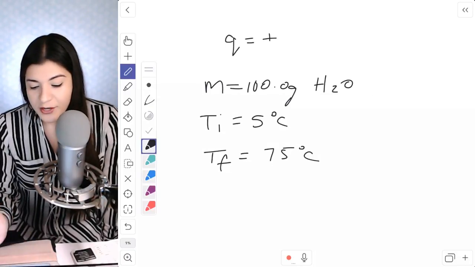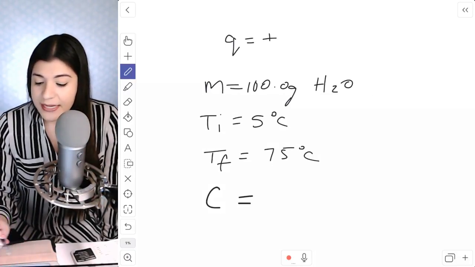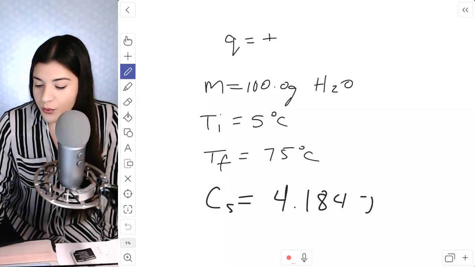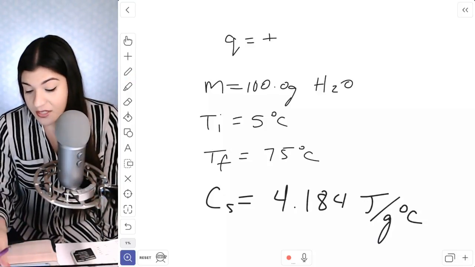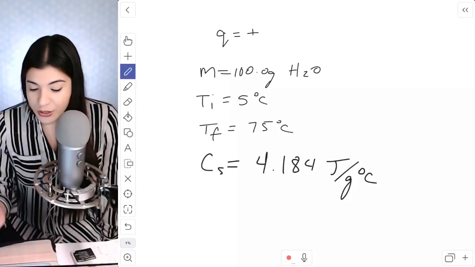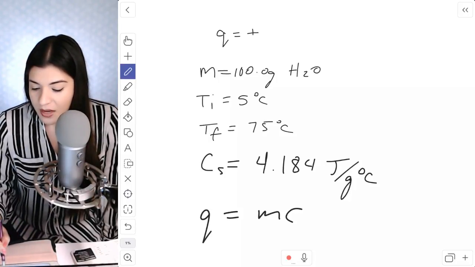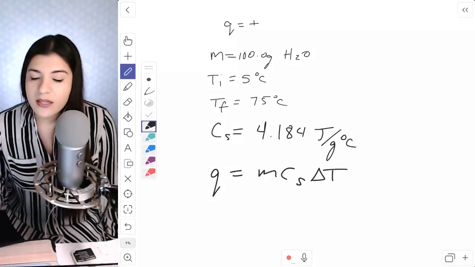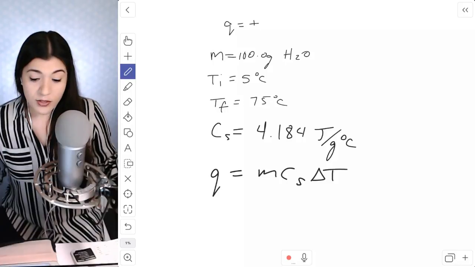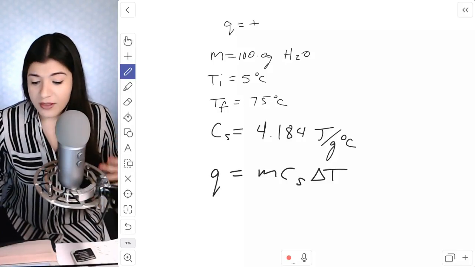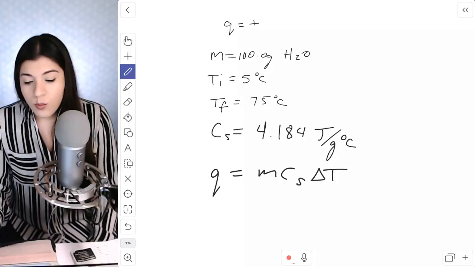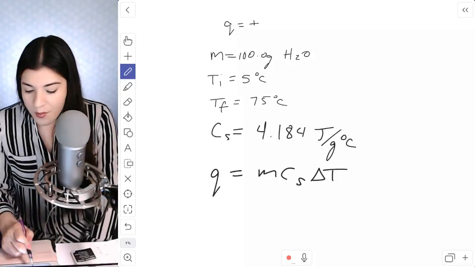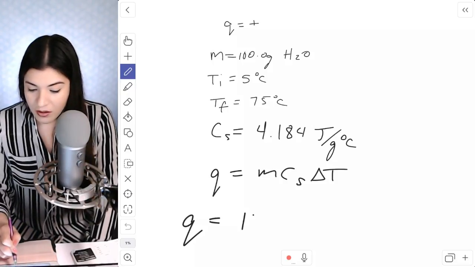So the missing information here that they expect you to know is your specific heat capacity, which for water is always going to be 4.184 joules per gram per degree Celsius. So in this case, what we're going to use is this formula, which helps us figure out how much heat is either absorbed or released. So all we have to do is pretty much plug everything in. Everything is in the correct units because we want temperature in Celsius and mass in grams. So plug everything in and that'll give us our answer.